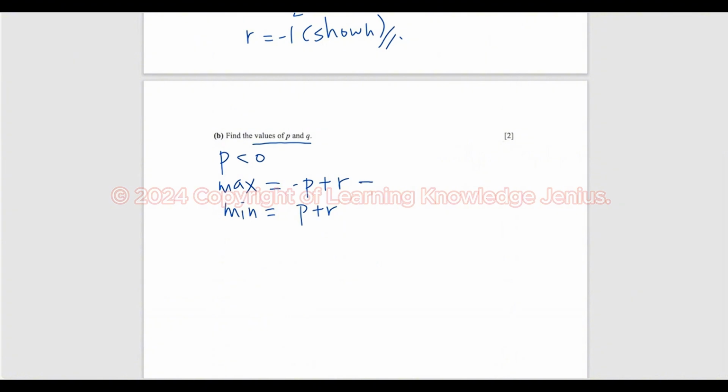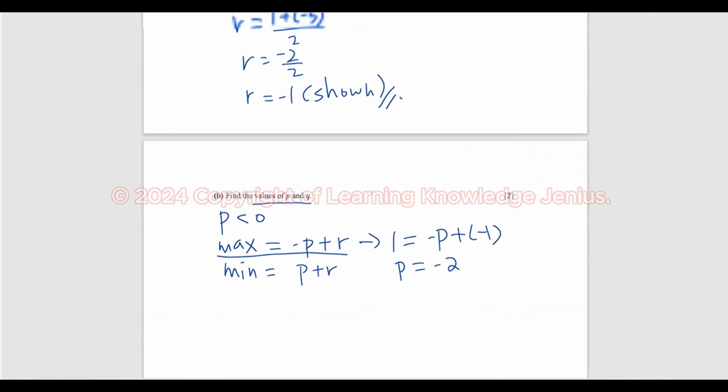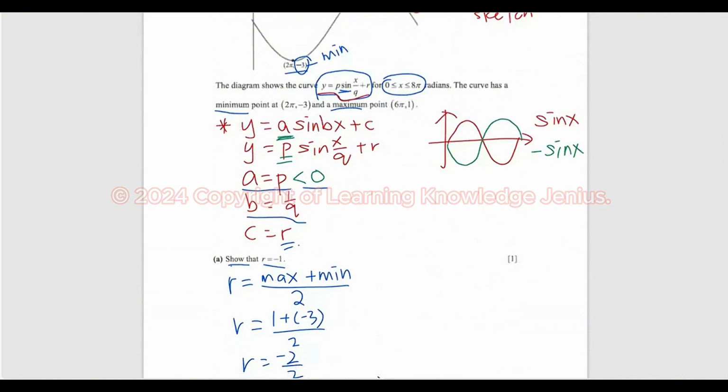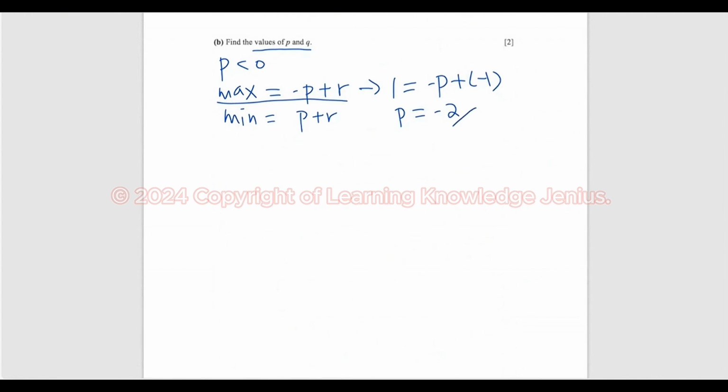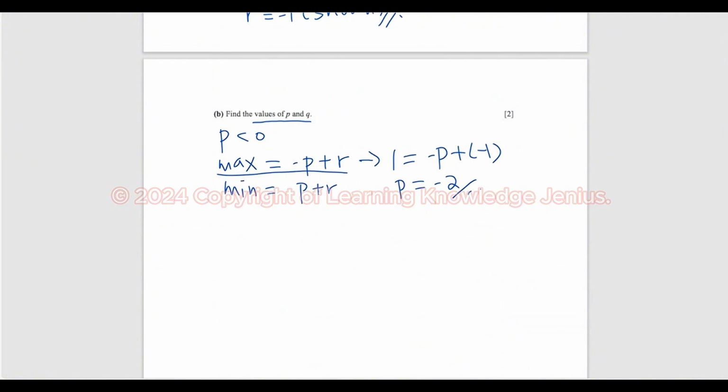So let's say I take the maximum value and use this one to find the p value. The maximum is 1, so it is equal to -p plus r, which is -1. Then you rearrange, and you get p is equal to -2. Pause and check: p is -2, and it tallies with our requirement that p has to be less than 0 in order to have a flipped graph. So we have fulfilled it. Next we have to find q.